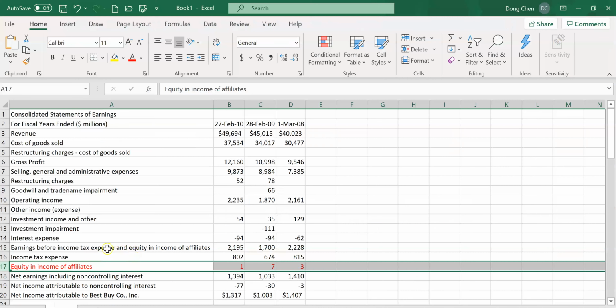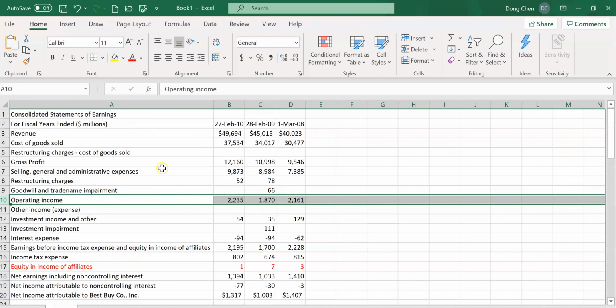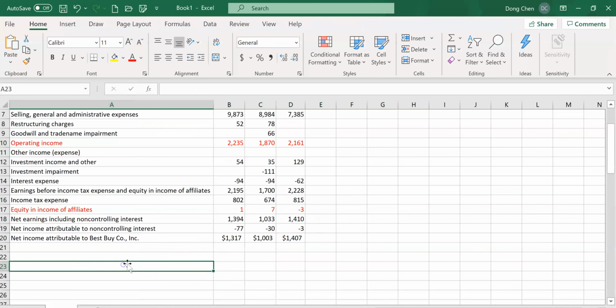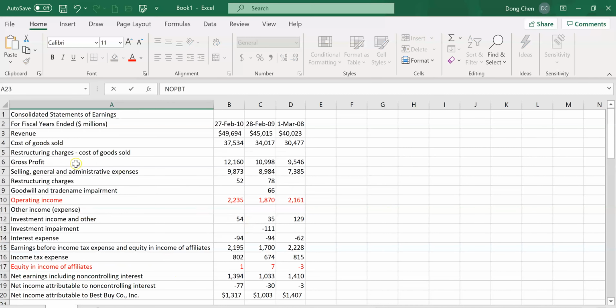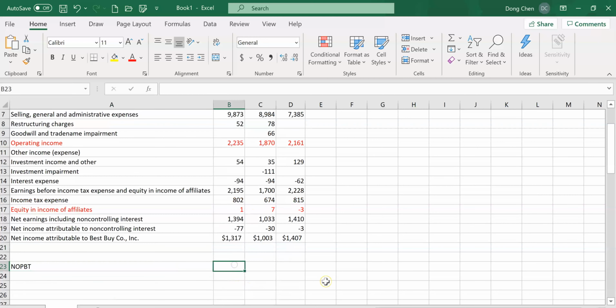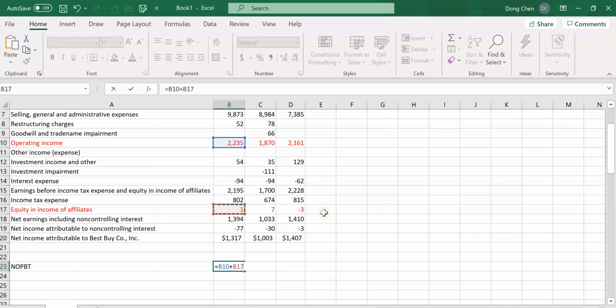So that means normally we know to calculate NOPAT, we start from the so-called NOPBT, right? Net operating profit before tax. Normally this is just operating income. But in this case, equity in income of affiliates is also treated as operating. So the NOPBT is basically the sum of these two, operating income and the equity in income of affiliates.